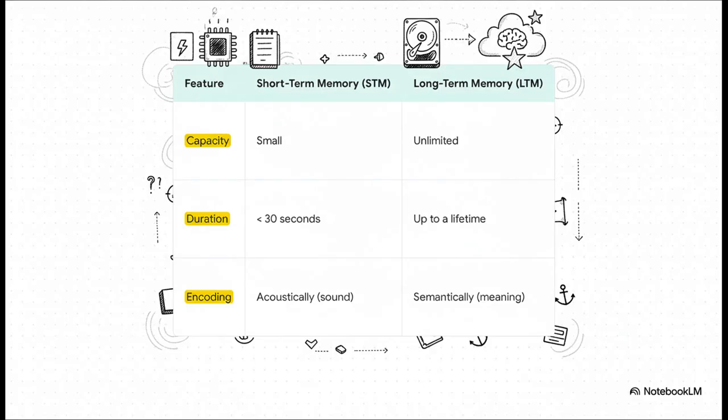Now, anything that gets past that bouncer enters your short-term memory. You can think of this like your brain's RAM. It's quick, but it can only hold a few things at once for a really short time. In fact, a famous study called it the magical number 7 plus or minus 2 items. But if that information is important, it gets transferred over to your long-term memory. And that's like a massive hard drive with practically unlimited storage that can hold memories for your entire life.